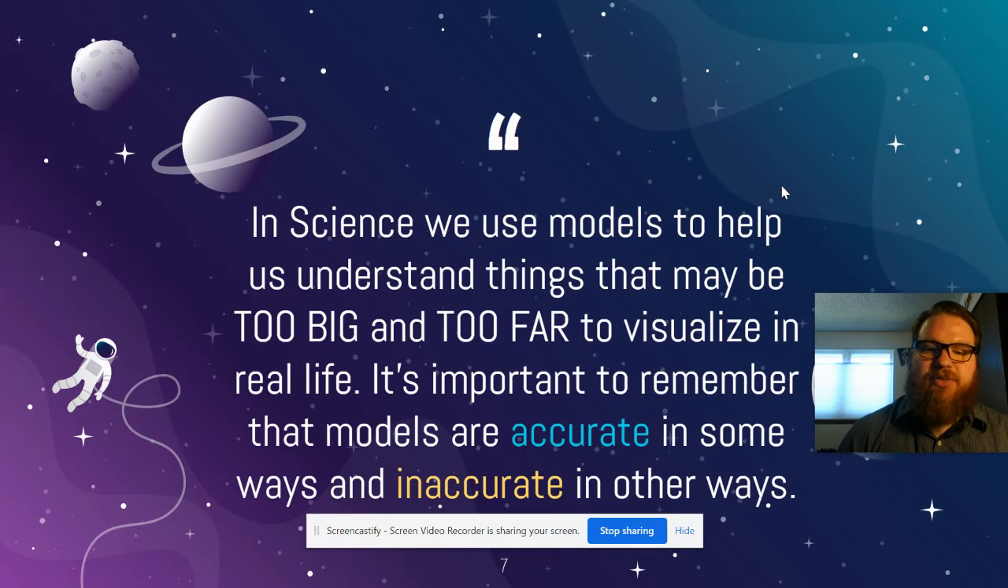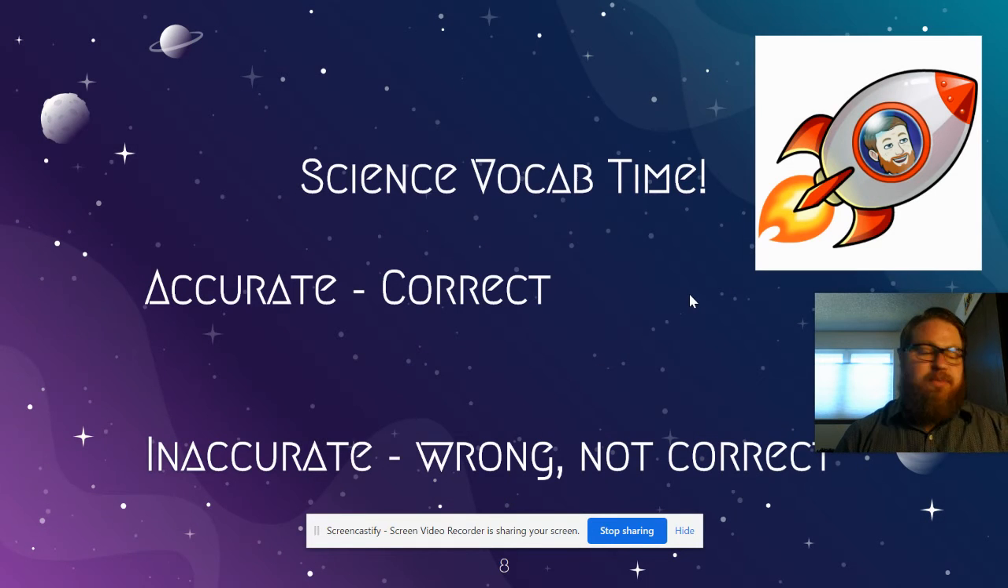So in science, we use models to help us understand things that may be too big or too far to visualize in real life, like the sun, the moon, other planets, other stars, other galaxies, everything. It's just too big and too far. It's important to remember that models are accurate in some ways and inaccurate in other ways. We're going to be using those words a lot: accurate and inaccurate. So you need to put these vocab words in your notebook. Go ahead and press pause and write these down in your notebook now.